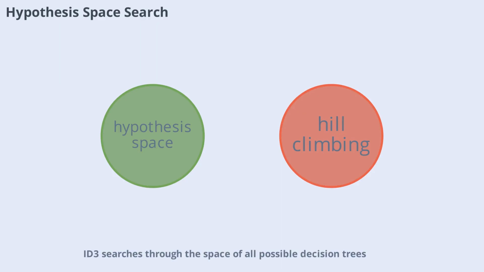ID3 searches through the space of all possible decision trees, starting from the simplest and moving towards more complex structures. It uses a hill-climbing strategy, guided by information gain, to find a tree that fits the training data. This approach ensures that the hypothesis space is complete, meaning every possible function can be represented by some decision tree. However, ID3 only maintains a single hypothesis at a time, which has both advantages and limitations.